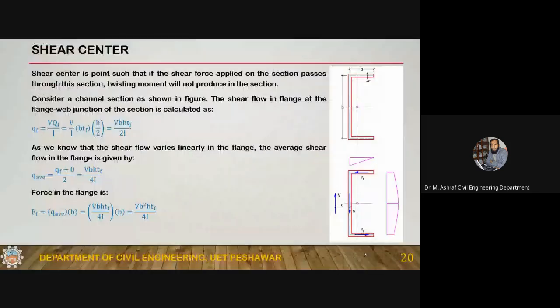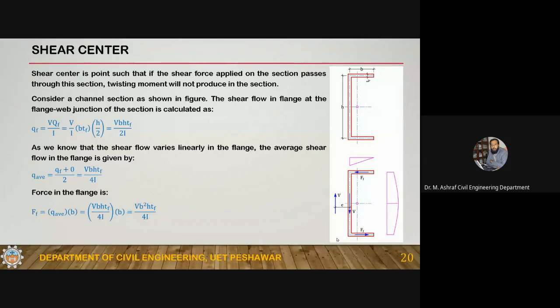Let's discuss the shear center. First I am going to define what the shear center is. Shear center is a point such that if the shear force applied on the section passes through this point, a twisting moment will not be produced in the section.